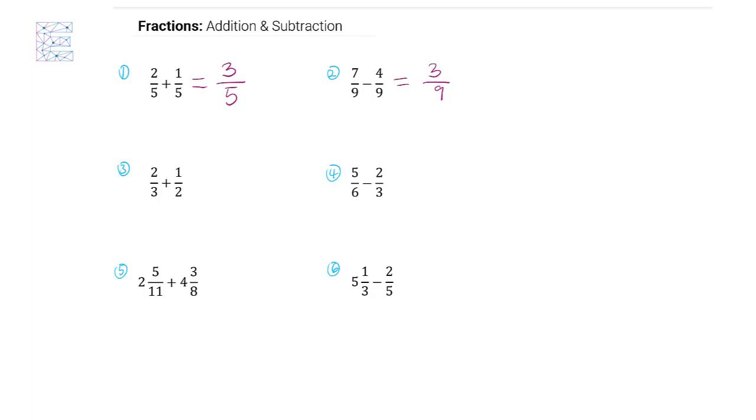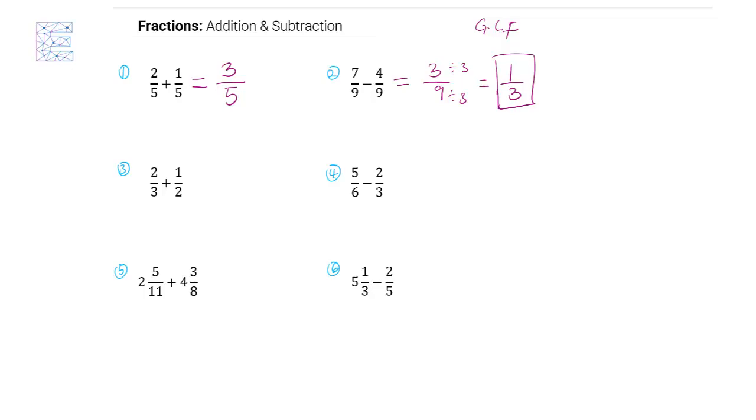Before we move on to the third question, I want to take a moment here to remind you that you should always simplify your answers to the lowest form. 3/9 can be simplified to 1/3 because they have a common factor. The greatest common factor for 3 and 9 is 3, which means you can divide both of these by 3. So the final answer would be 1/3 for question number 2. So remember to always simplify a fraction to its lowest form.